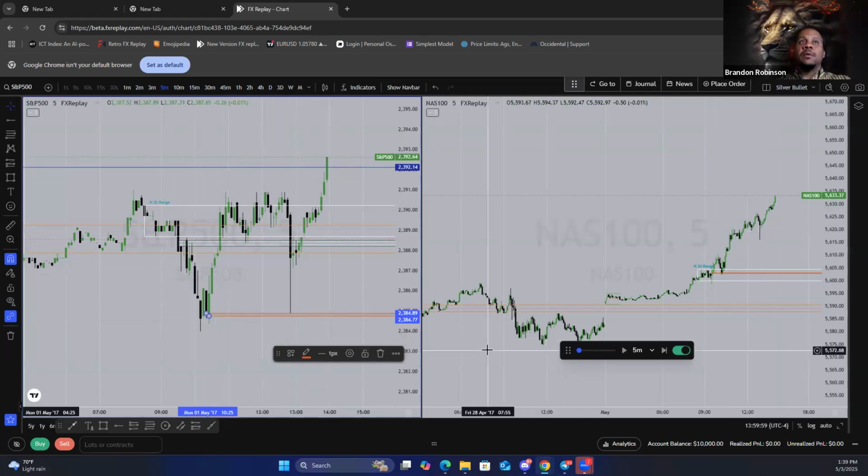All right, we got liquidity pools, liquidity voids, like new week opening gaps, new day opening gaps. Those are also known as volume imbalances. So a liquidity void and a volume imbalance are the same thing. A kind of liquidity void would be a new week opening gap. A different kind of liquidity void or volume imbalance would be a new day opening gap.